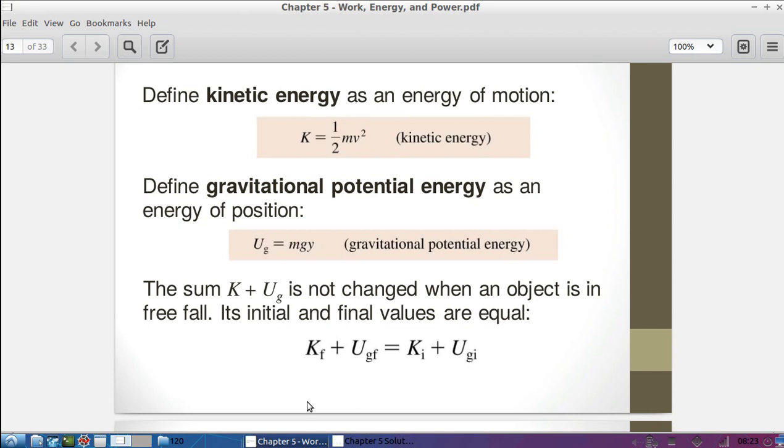we're going to say that the total energy doesn't change, all right? So this is K final, the final kinetic. This is the final potential. The right side of the equation is your initial kinetic and your initial potential, okay? So this is saying that all the energy that the object has after some time is the same amount of energy it has at the beginning of the event, right? So the energy is not changed if the object's in free fall.